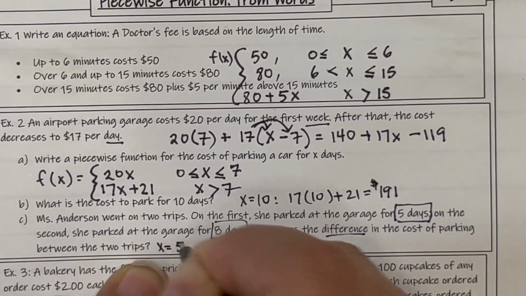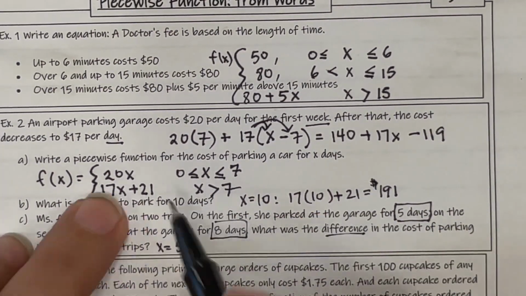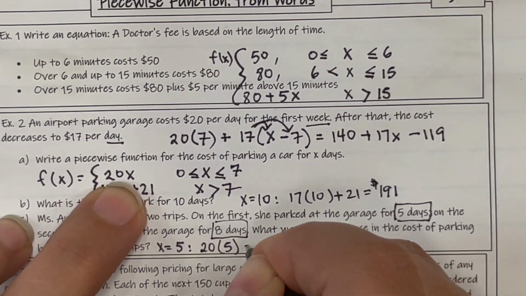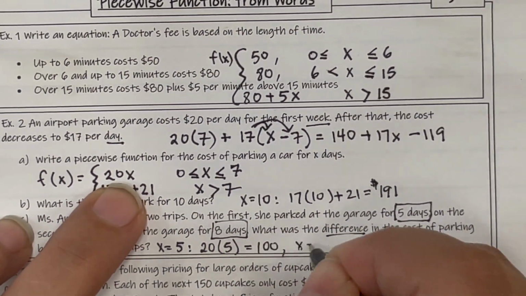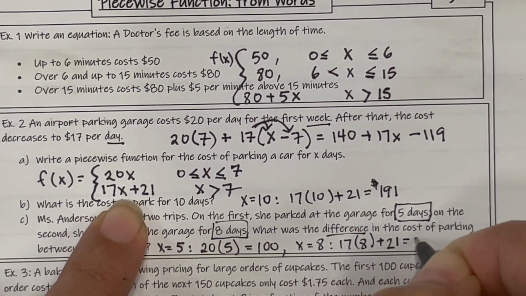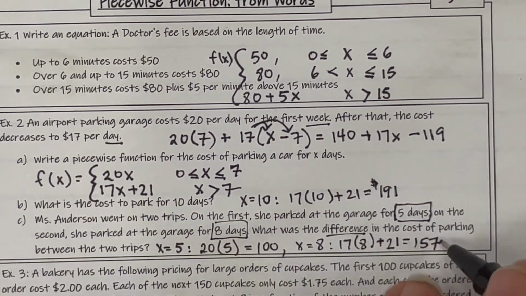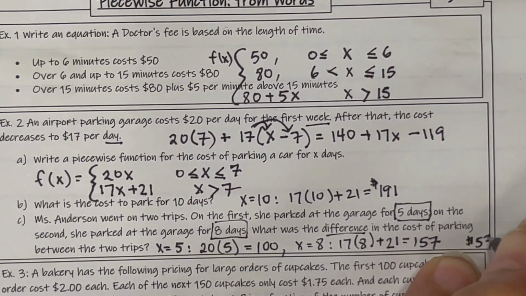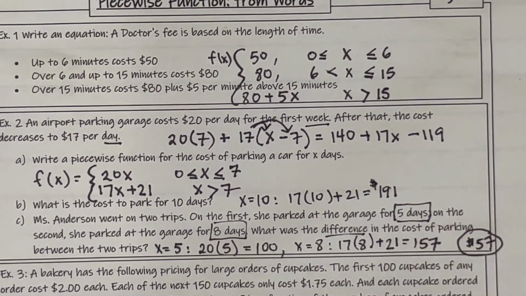All right, so when x is equal to 5, which equation do I look at? Between 0 and 7. So that's 20 times x, which is 5. When x is equal to 8, which one do I look at? Bigger than 7, right? So 17 times 8 plus 21, which is 157. Now the question is, what's the difference between those two? So 157 minus 100, which is equal to 57.